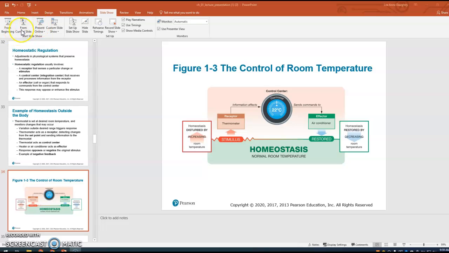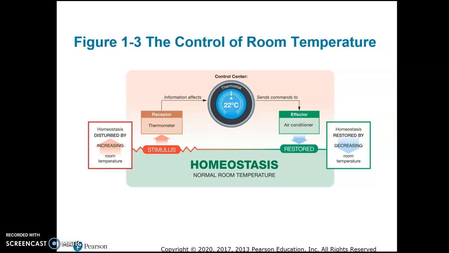This is part 3 of the Chapter 1 lecture notes. We were talking about negative feedback as a way to regulate homeostasis. And this is an image of the example that we used with the thermostat in the house.